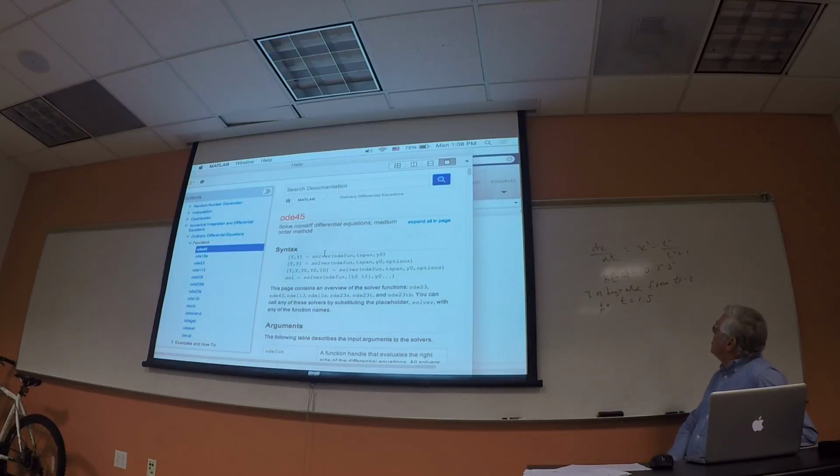Okay, so let's now go and see where that routine is that calculates the dx/dt given t and x. And then we'll use the solver.